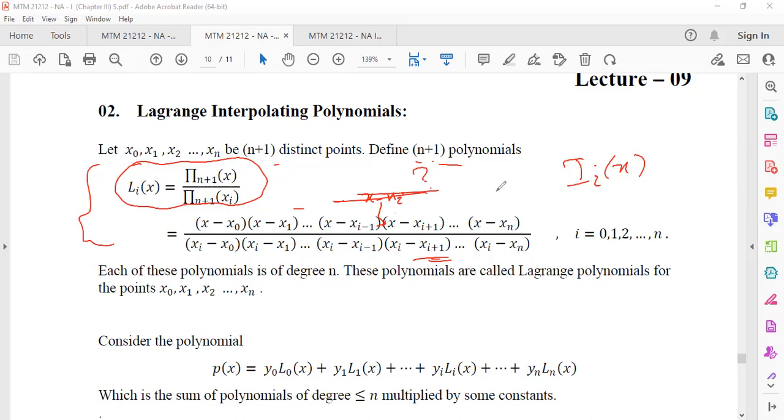Next, another one says in the denominator x is replaced by xi. Yes, good. In the numerator all are x values in the first place, and in the denominator everything is xi. That is also okay. Other answers are the same: replace x by xi. And one more person said x is multiplied n times. That is okay. So as you said, in the denominator we don't have xi minus xi now. What is xi minus xi?